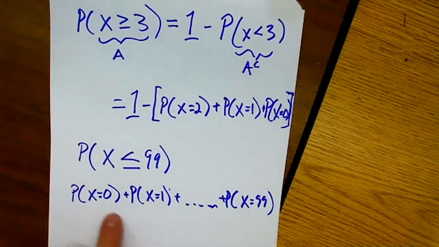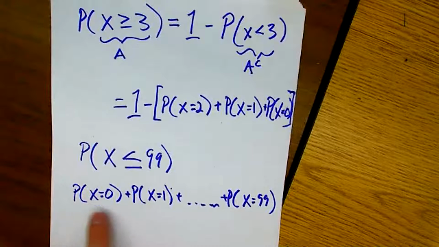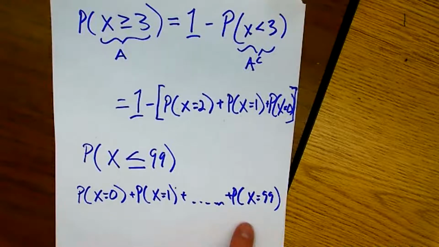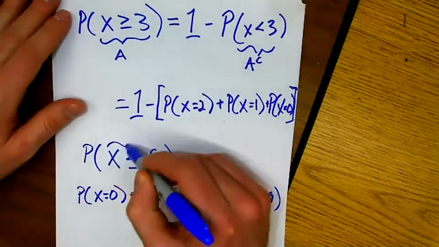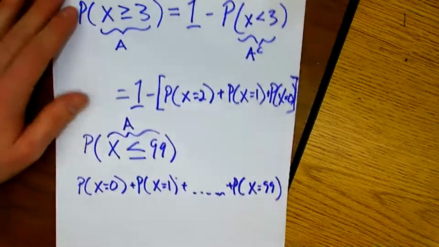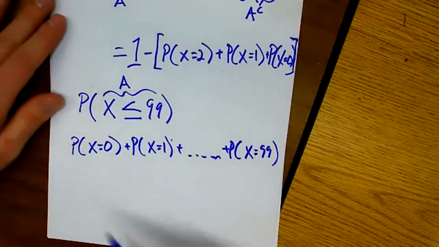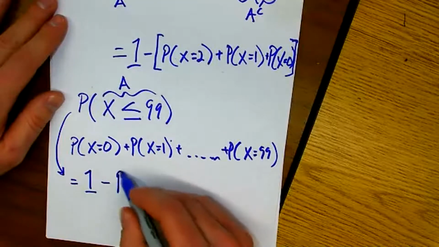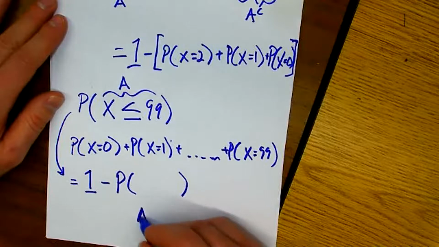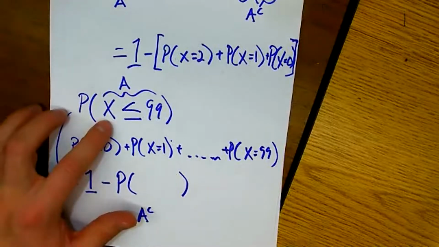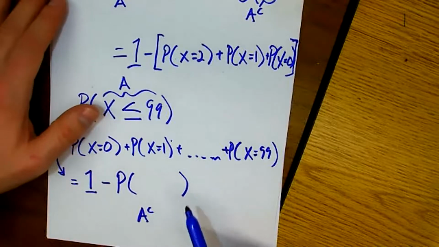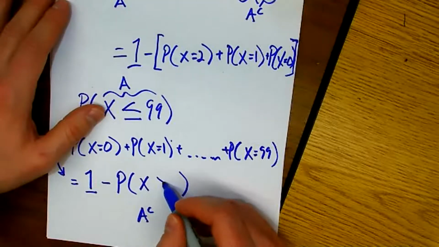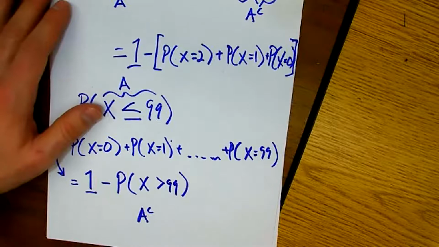So we know this is going to be close to 1, but what's the exact value? Well, I don't want to have to use the binomial equation 100 different times. That's insane. I would never ask you to do that. But what we're looking for is the probability of A, and we could rewrite that as 1 minus the probability of A complement, which here, if our event A is that x is less than or equal to 99, A complement would be that it's greater than 99.